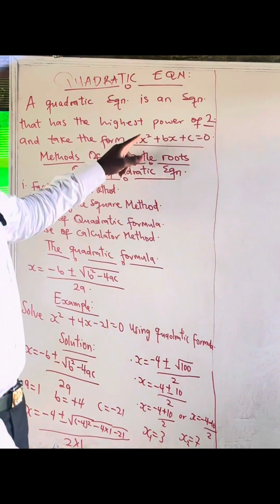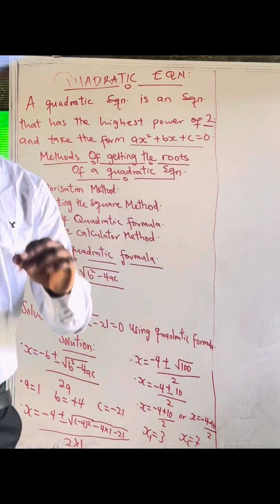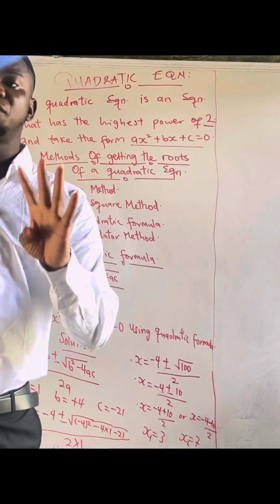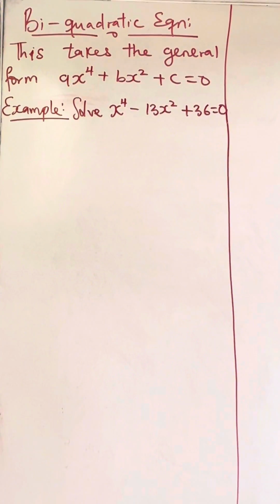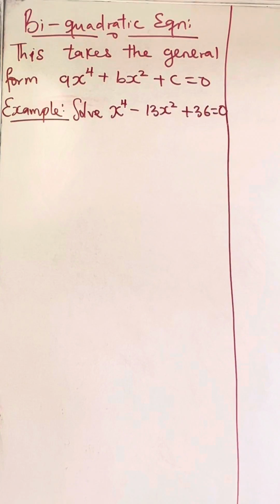If the highest power is 3, you must get 3 values for x. If the highest power is 4, you must get 4 values. Do you get that?